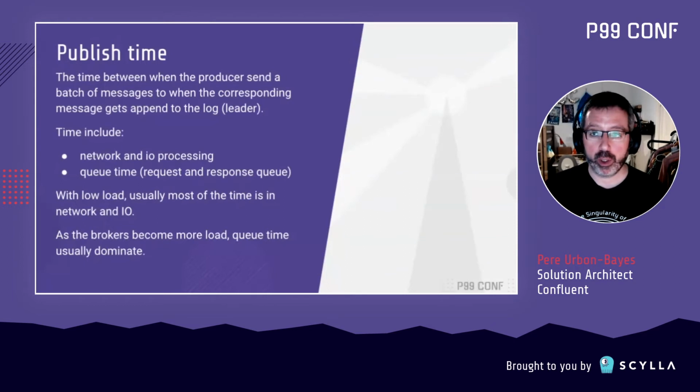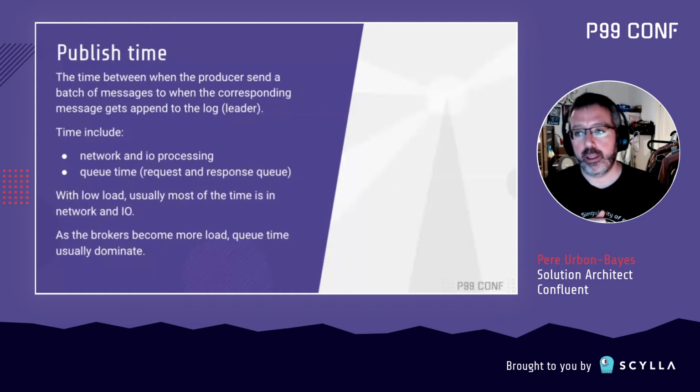When the load of the broker is much bigger, the queue time is what's going to take more of this latency. Why? Because I'm going to have more messages coming in, and there's going to be back pressure in these queues. It's going to be very interesting to tune these variables, the number of threads in I/O, the number of threads in network, in order to reduce the queue time. For sure, all these metrics are monitorable, so it's easy for us to understand.